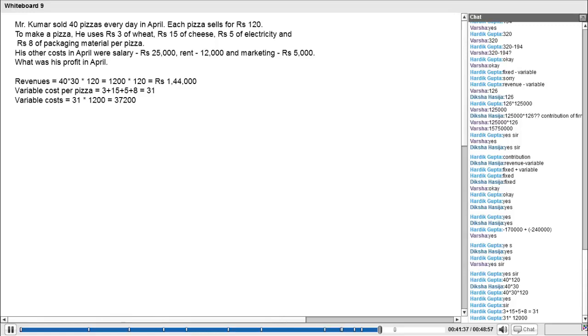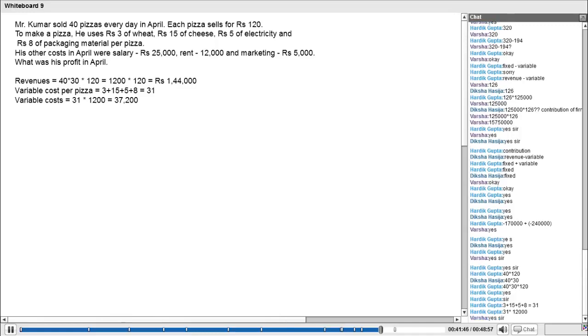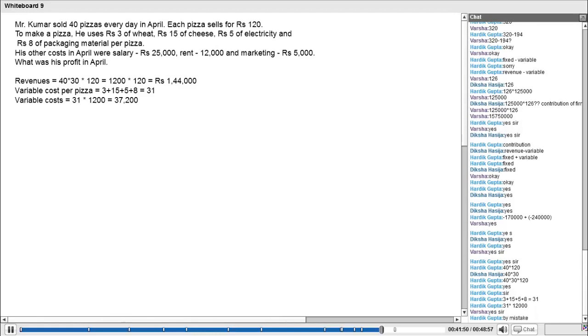37,200. Okay, so his variable costs were this much. Why is it 12,000? He made 1,200 pizzas, Hardik, in April. Okay. Fixed costs were 25,000 for rent plus 12,000 for salary, 12,000 for rent plus 5,000 for marketing, which is 30,000, 42,000. So what was his profit?